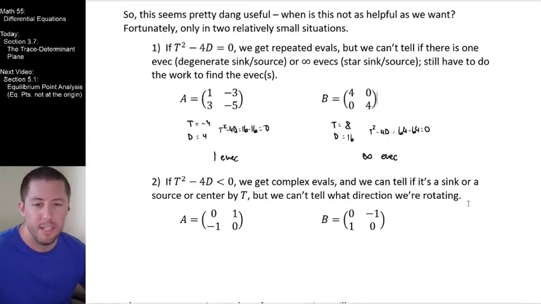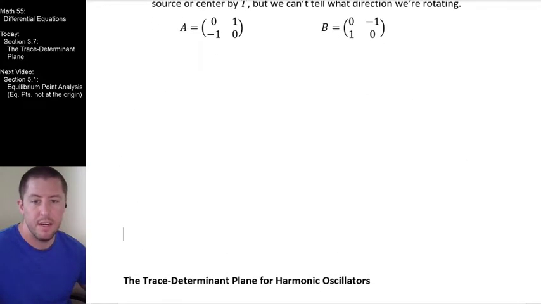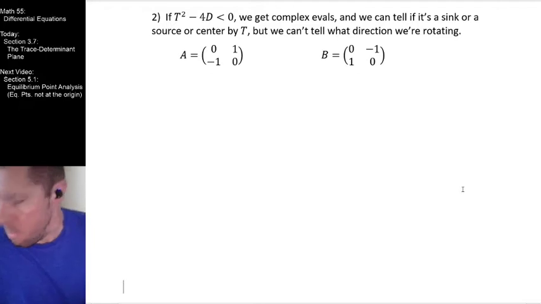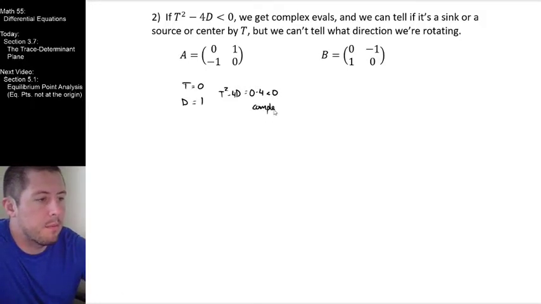So let's real briefly look and see what our scenario is right here. I think I should probably bump this guy down right here. So what are we going to get here for our A and our B matrix? I'm seeing here that my trace is 0 and that my determinant is 0 minus negative 1, or 1. So t squared minus 4d is going to be 0 minus 4, which is less than 0, so we're complex. Then I'm seeing here that our trace is 0, so we're going to get a center.